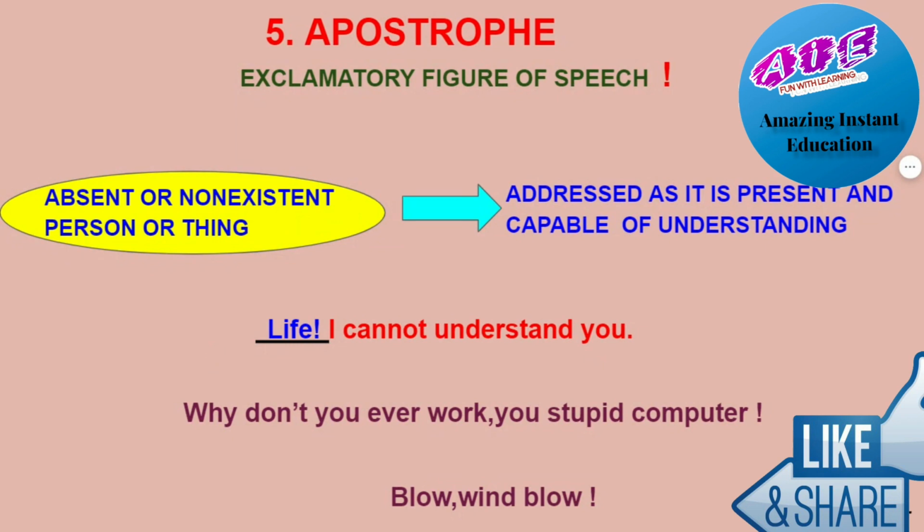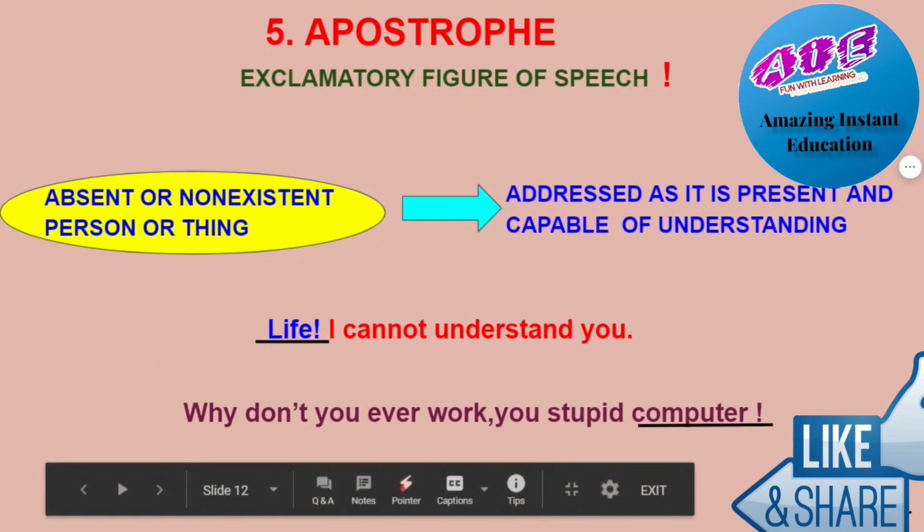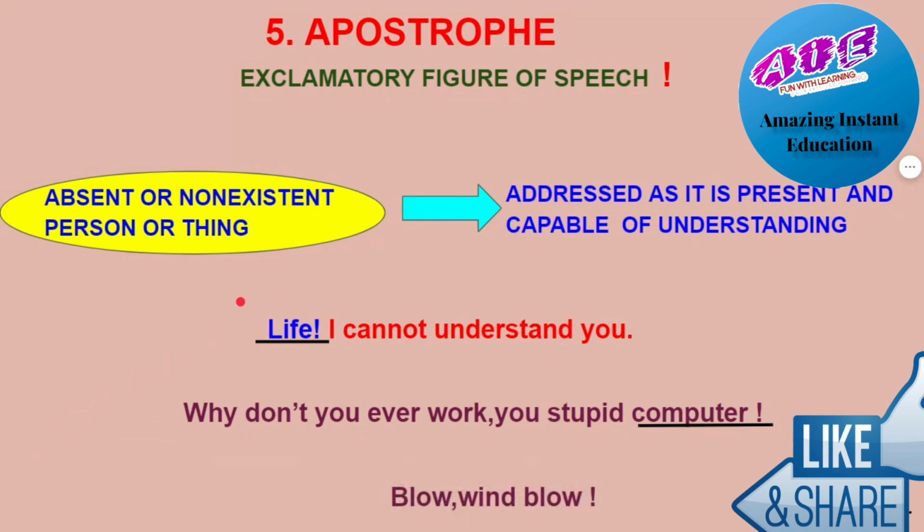Why don't you ever work, you stupid computer! Here we are talking with a computer as if it is a living object and is capable of understanding us. Notice the exclamation mark after computer. So now another one: blow, wind, blow! Here we are talking with the wind. Here also you can notice the exclamation mark after blow. So these are the examples of apostrophe.